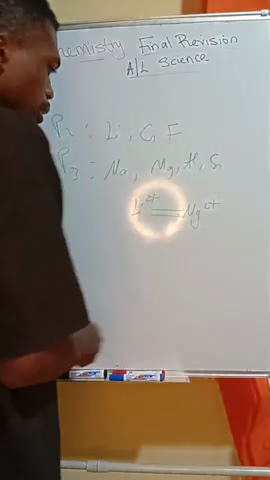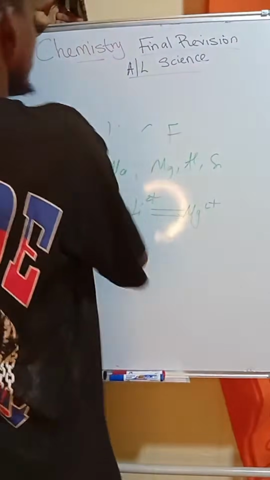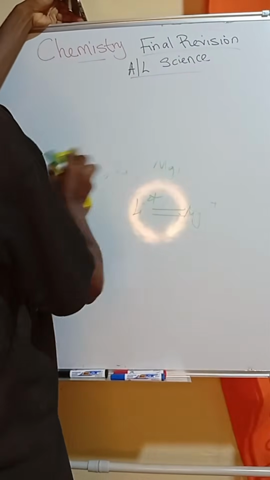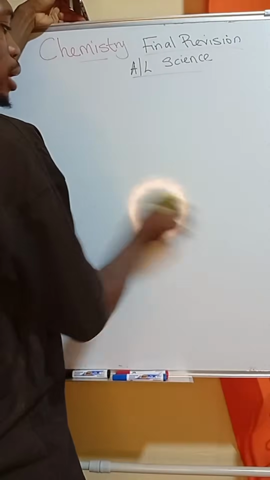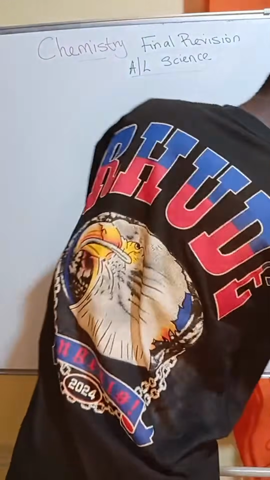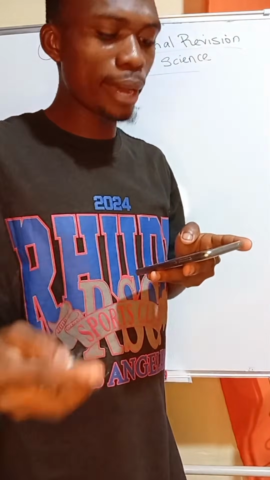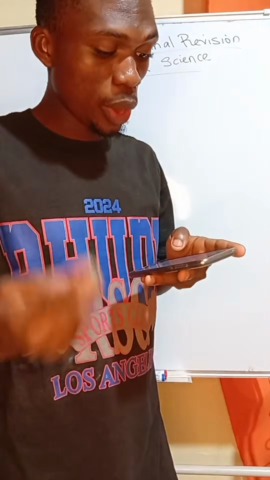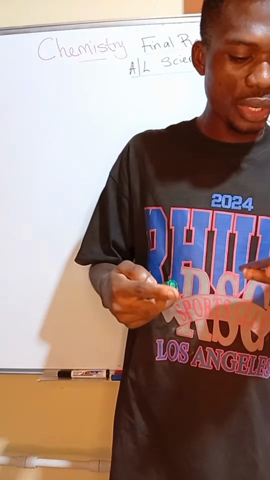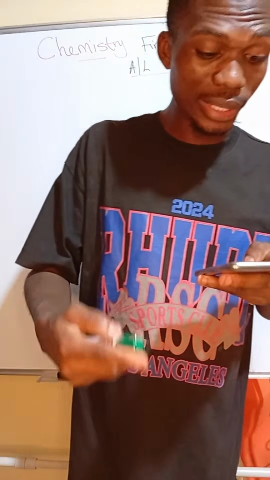Now the next question says, explain in terms of bonding why magnesium has a higher melting temperature than sodium. Please follow keenly. When we are talking about bonding, we are looking at the electrostatic force of attraction holding atoms together or ions together in a molecule or compound.